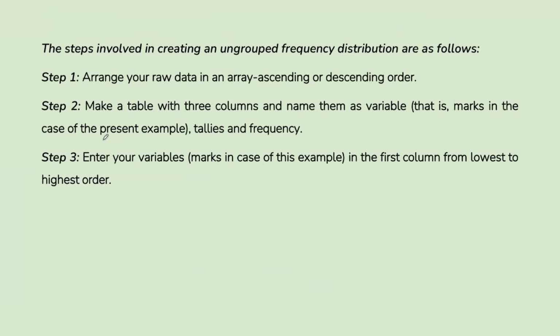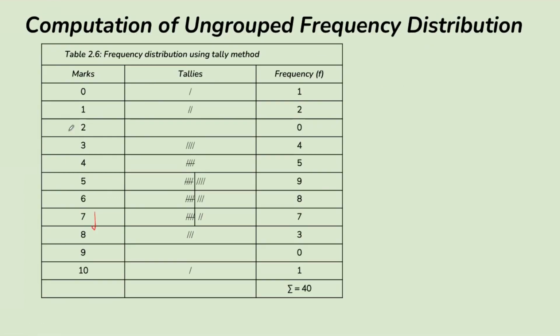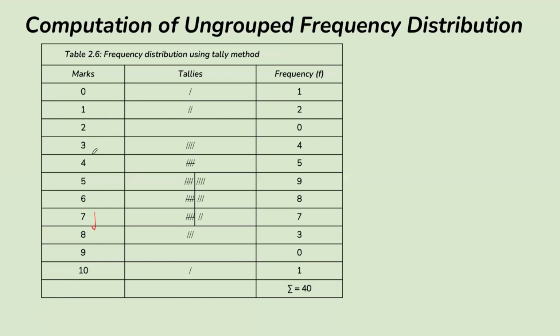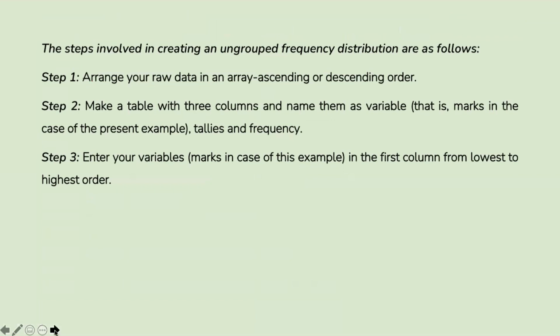Now you have to make a table with 3 columns and name them. What will be the 3 columns here? The first column will be the marks column. The second column will be the tallies column. The third column will be the frequency column. Now let us see the next step. You have made the columns. Now you have to enter your variables in the first column from lowest to highest order, that is, ascending order. This you have already done.